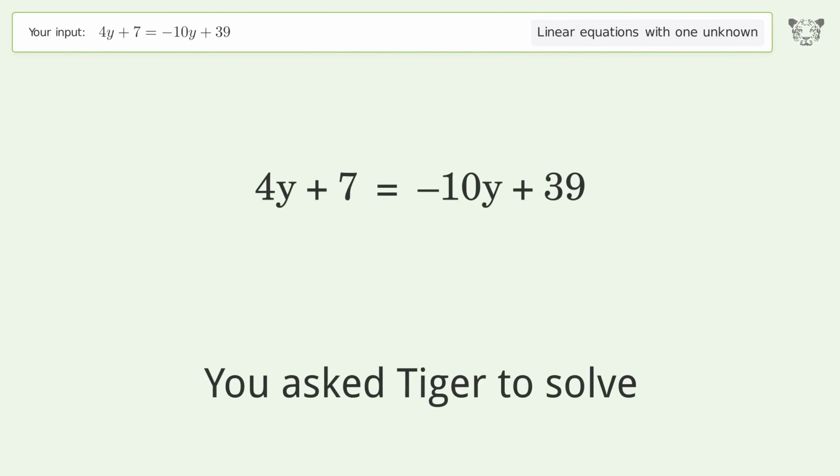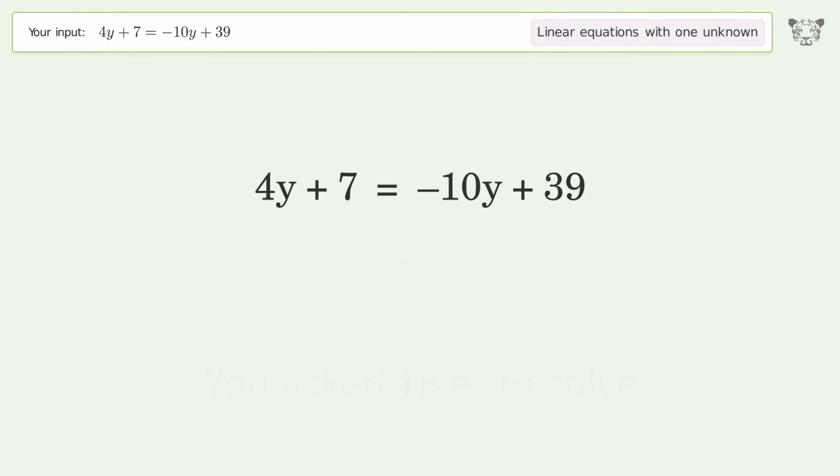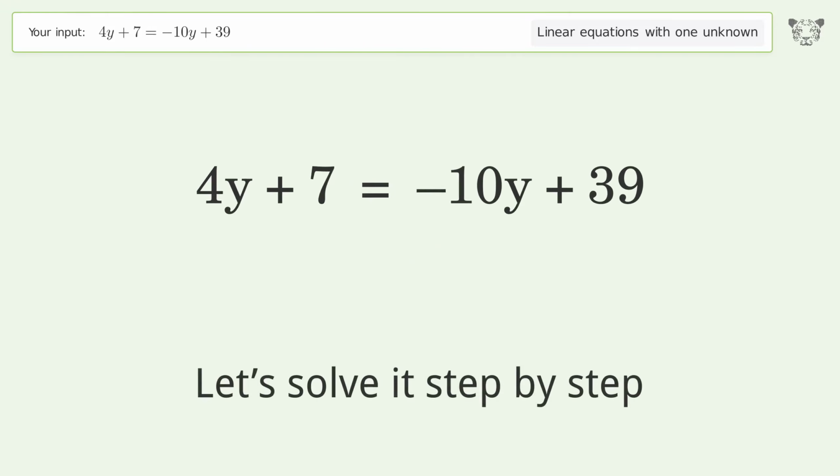You ask Tiger to solve. This deals with linear equations with one unknown. The final result is y=16/7. Let's solve it step by step.